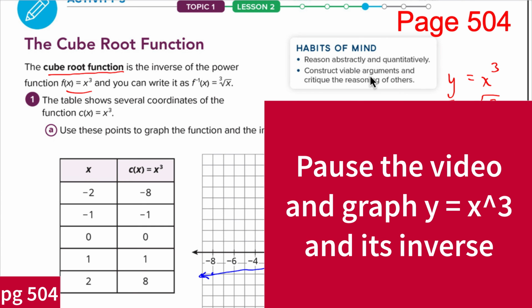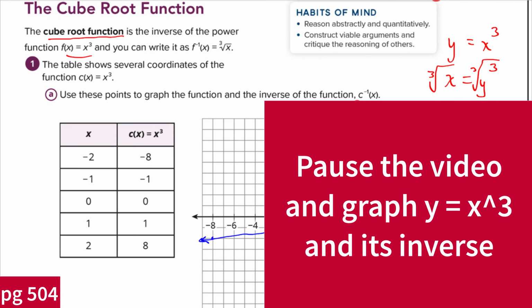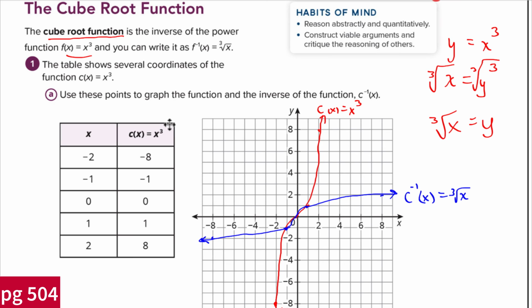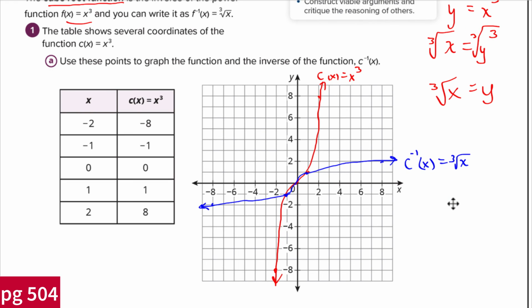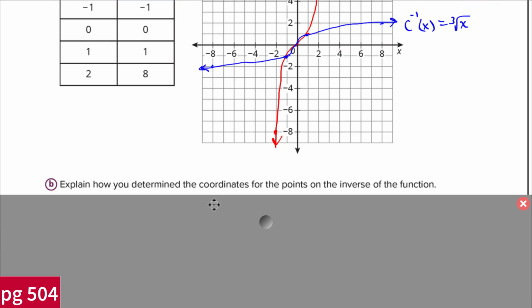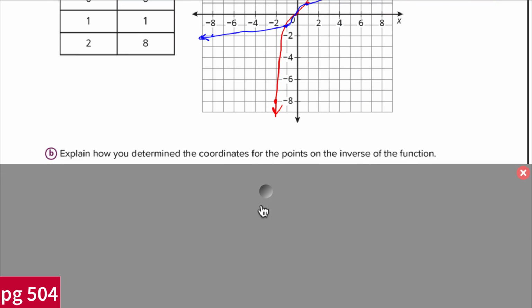Okay, let's check your work. Does it look like mine? Here's what I got. I graphed the original function and I labeled it c of x because that's what they called it. And then I switched all the x and y's and I graphed the inverse, which I called c inverse of x, or the inverse of c of x. So that's pretty easy. Just graph the points and then switch. Graph (-8, -2), that would be down here for the blue function. And then explain how you determined the coordinates.